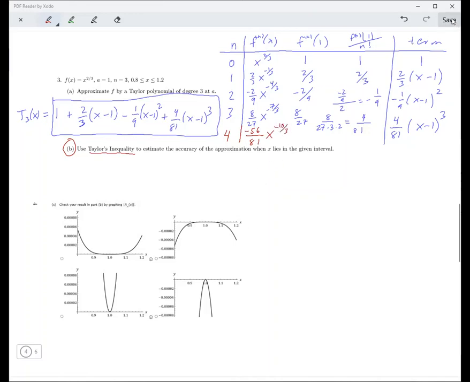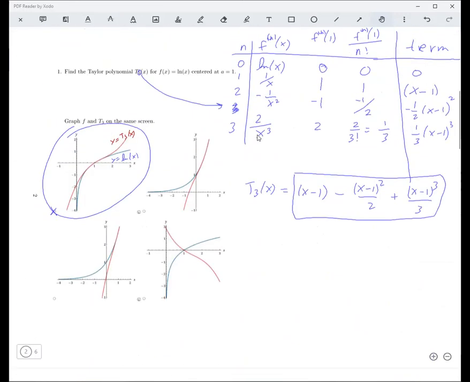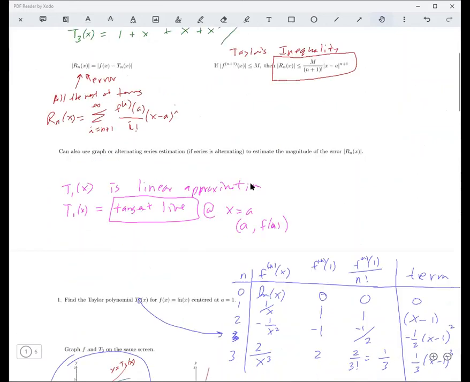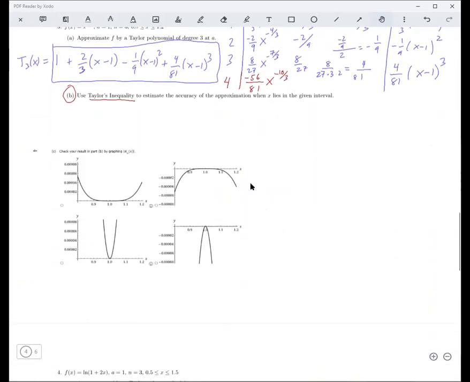Now let me go back and show you why. Let me just give you an idea of what we're doing and the steps that we're doing. This is the n plus first term. Here's Taylor's inequality right here. First thing we want to do is find an upper bound for the n plus first derivative at x. And we have the n plus first derivative, that's this right here.